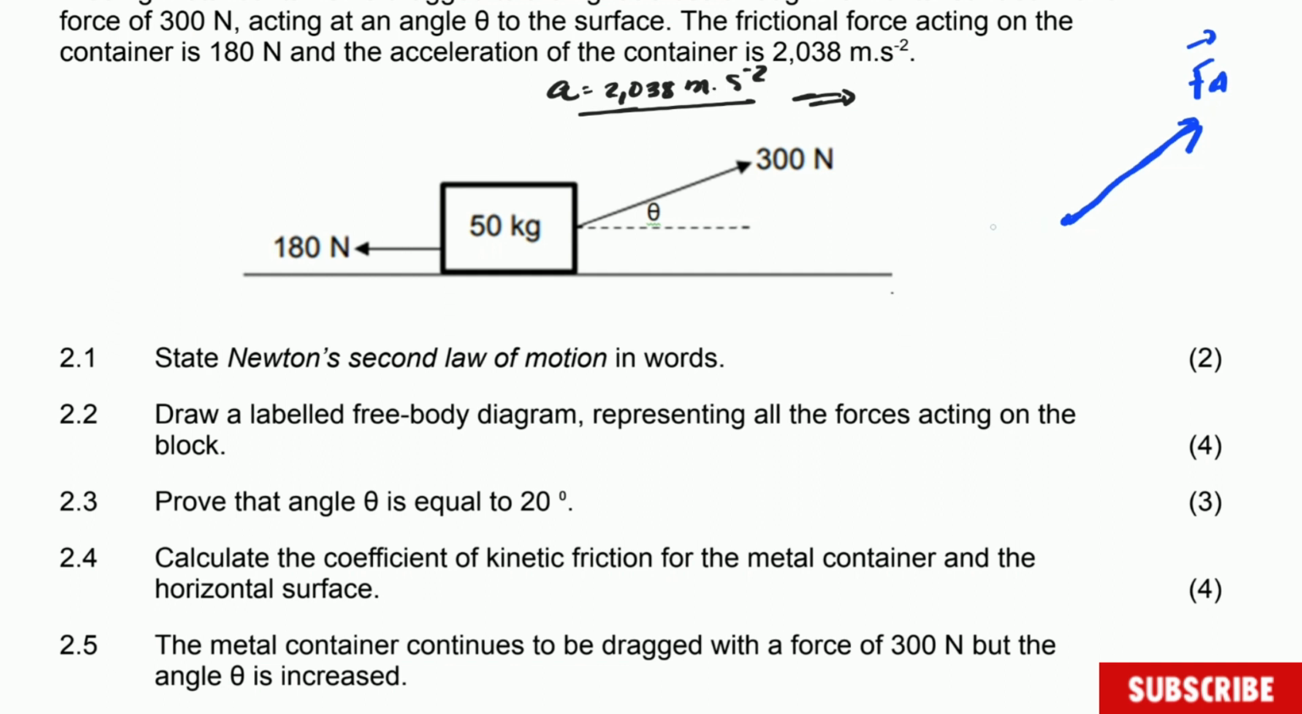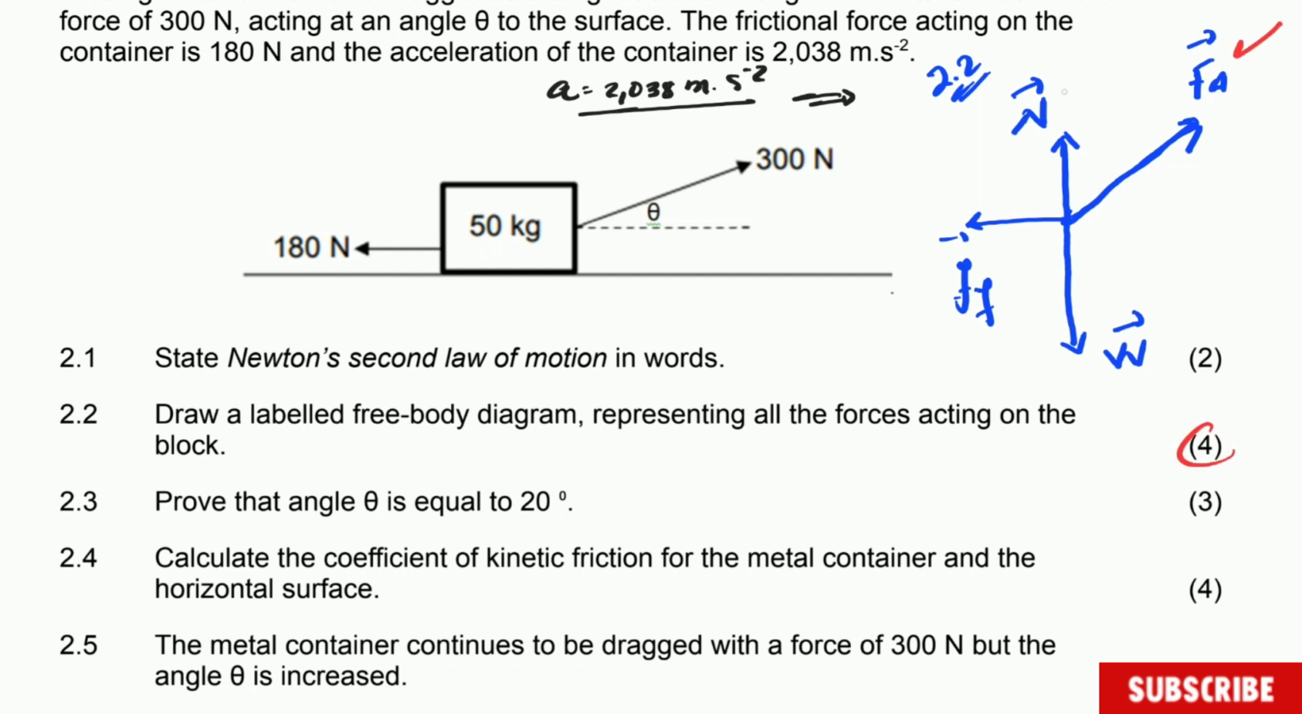What are the other forces there? Well, we can see clearly here the frictional force, pointing to the left. We have a normal force, and we have weight. So these are the forces. Important, once more, this one is question 2.2. If there are 4 marks, there are 4 forces: 1, 2, 3, and 4 forces. Okay, so quite simple.